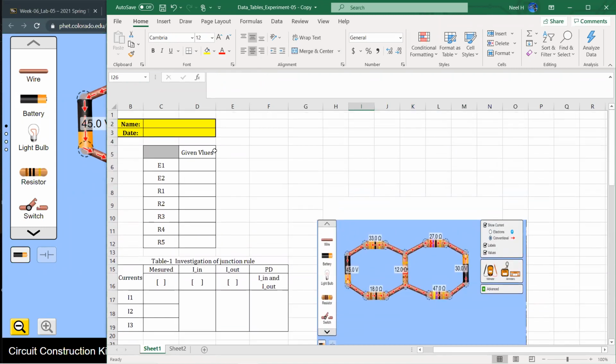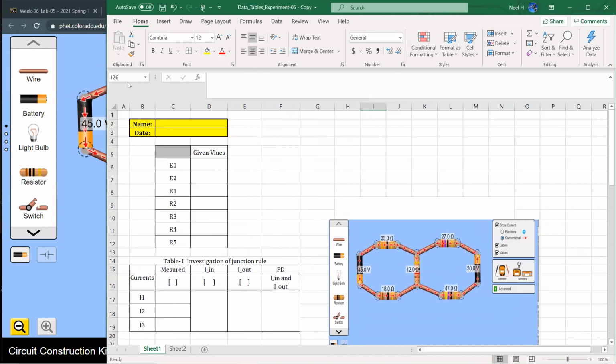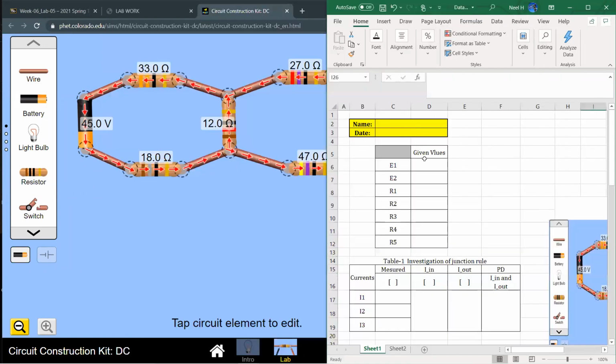The step number 1, we'll record all the values because we need those precise numbers. Okay, so this first table right here, we'll record the given values: C1 45, E2 30, R1 18, R2 47, R3 27, R4 33, R5 12.